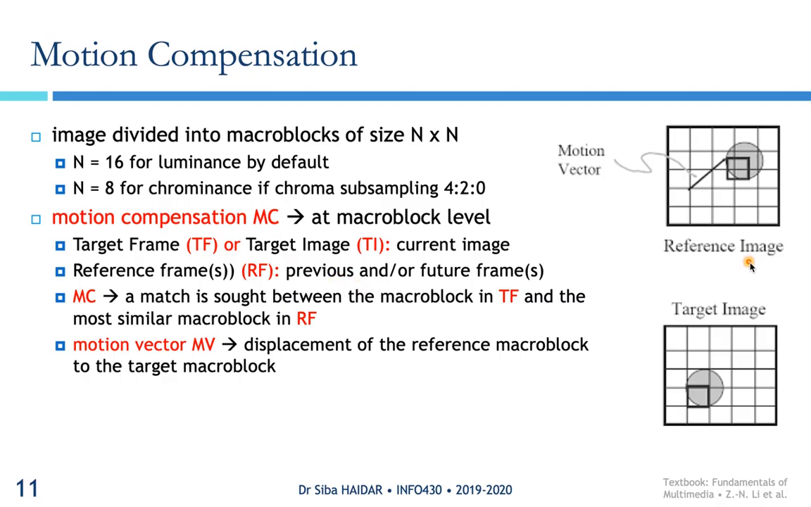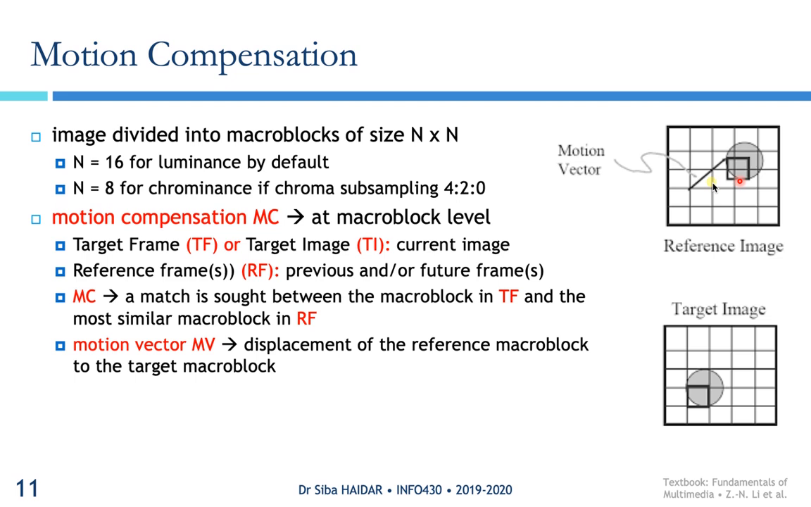So we take a reference frame. For now, let's suppose this is the previous frame. The motion compensation is to search for a match between the macro block in the target frame and the most similar macro block in the reference frame. How do I know which was the most similar macro block in the reference frame? I have to search for it. I take one macro block, suppose here in the target frame, the macro block that is in bold. I have to find that it was here. How do I find that it was here? I have to search all the macro blocks, even not in units.